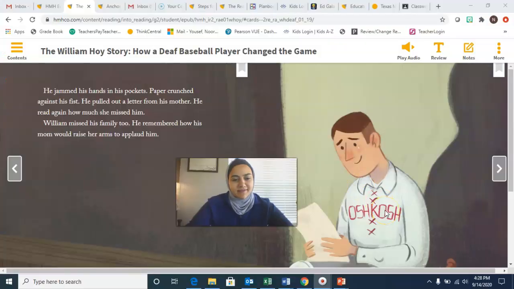Okay, I'm sorry. Something went wrong while I was recording. Anyway, he jammed his hands in his pockets. Paper crunched against his feet. He pulled out a letter from his mother. He read it again. How much she missed him. William missed his family too. He remembered how his mom would raise her arms to applaud him. Aw.